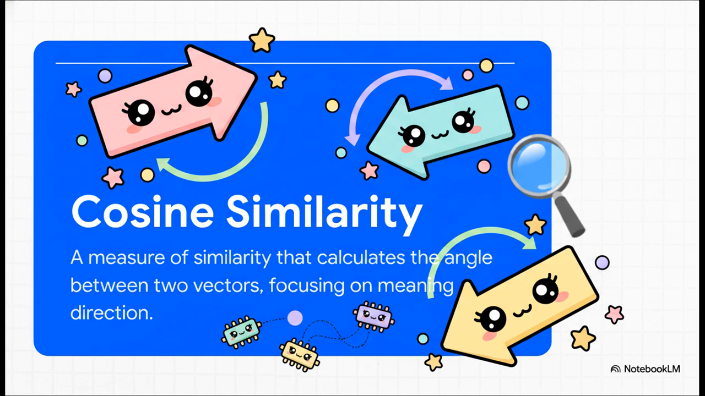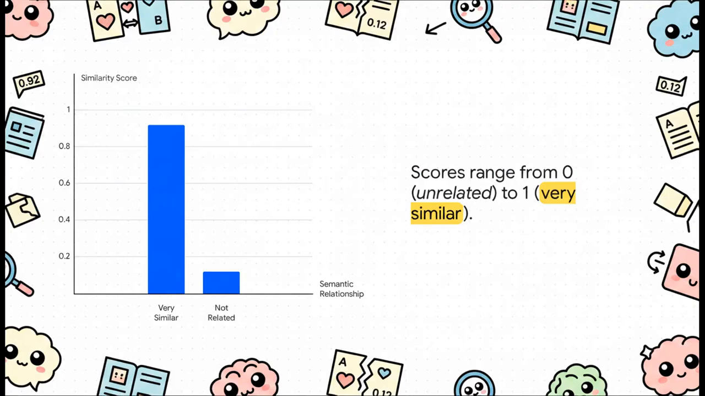The best way to think about it is to imagine each vector as an arrow pointing in a certain direction in this huge multi-dimensional space. Now, cosine similarity doesn't care how long the arrows are, which means it doesn't care how long your text is. All it cares about is the angle between them. If the arrows are pointing in basically the same direction, the angle is tiny and the similarity score is really high. And what you get at the end is a simple score, somewhere between 0 and 1.